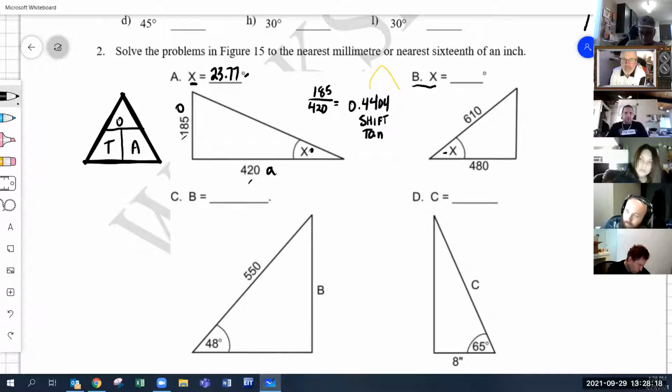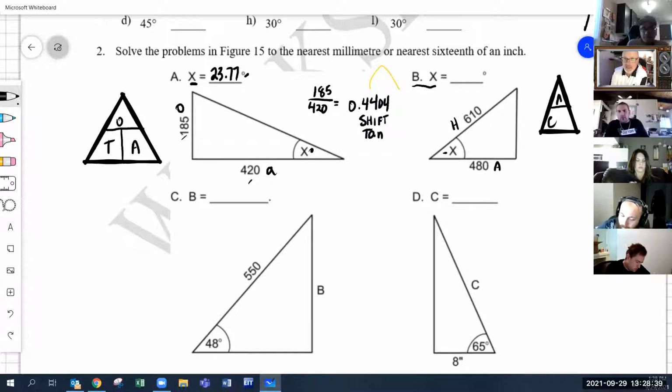So in B, I want the angle. I want to know what this angle is. So I have the hypotenuse and I have the side adjacent. So now I've got to figure out what formula has A and H in it. Yes, that's right. So that formula is CAH. So it says take your adjacent and divide it by the hypotenuse.